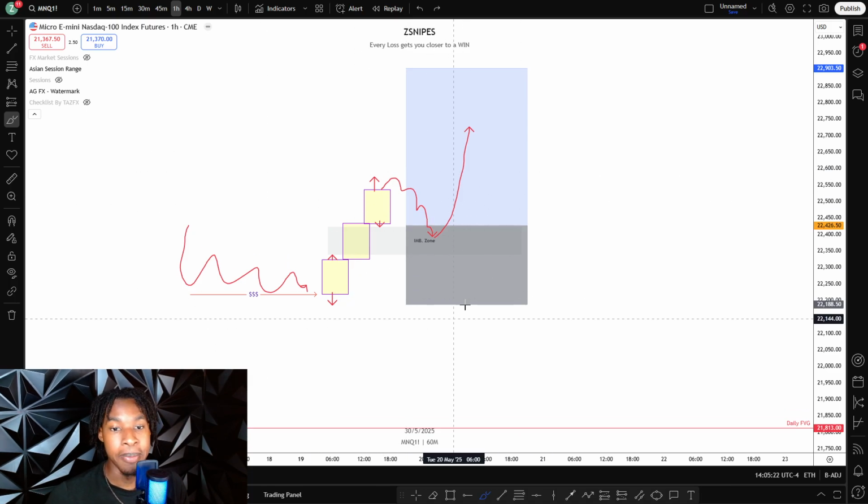This is going to be the best entry that you can take, when we're sweeping these lows and creating a bullish fair value gap after sweeping liquidity. That is a nice setup.